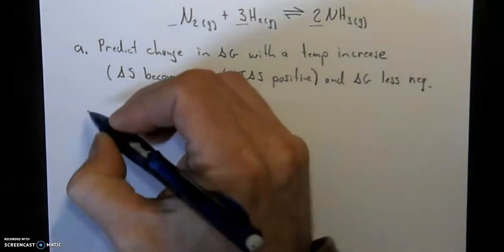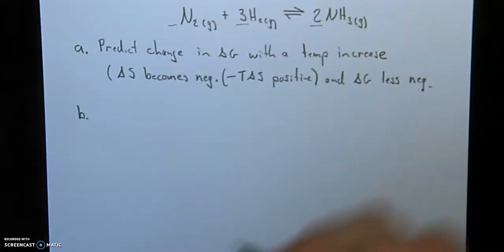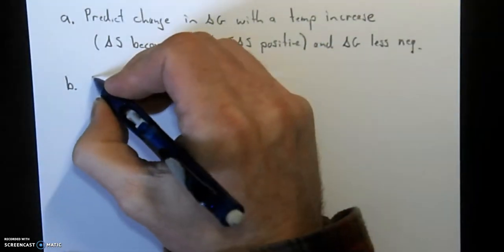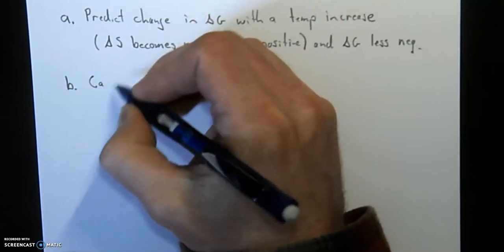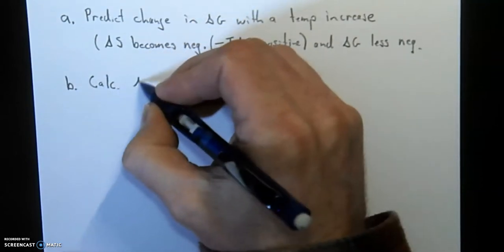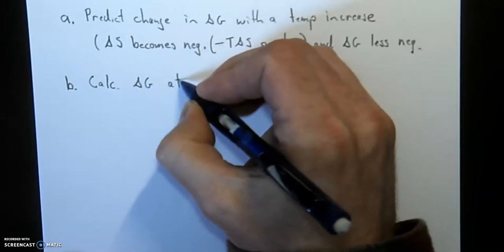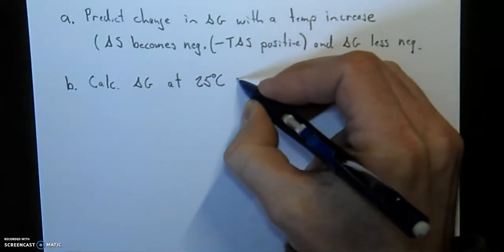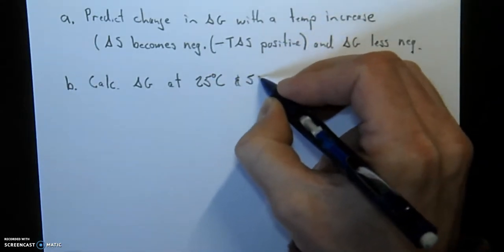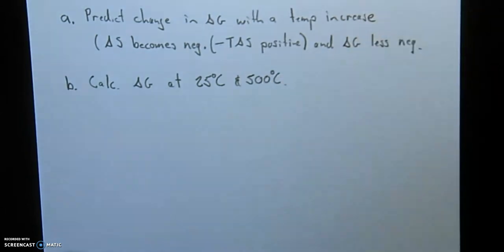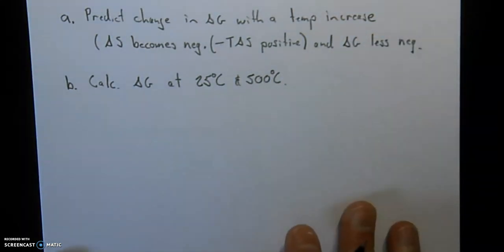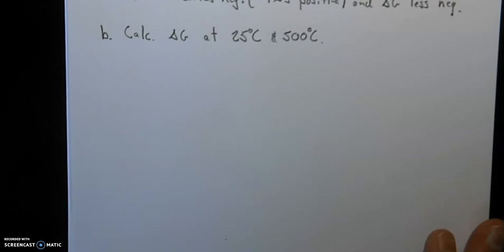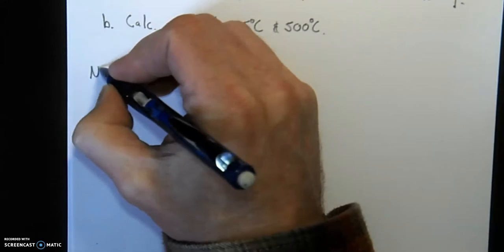Let's look at part B. This one's going to take a while, so I may not get all the way through in this lecture. Calculate delta G at 2 different temperatures, 25 Celsius and 500 degrees Celsius. Well, you would have the back of the book available to you, and you would have to dig up some of these numbers to make these calculations. So I'm leaving a little bit of room in here to write that down. Some information we can pull out of the back of the book.